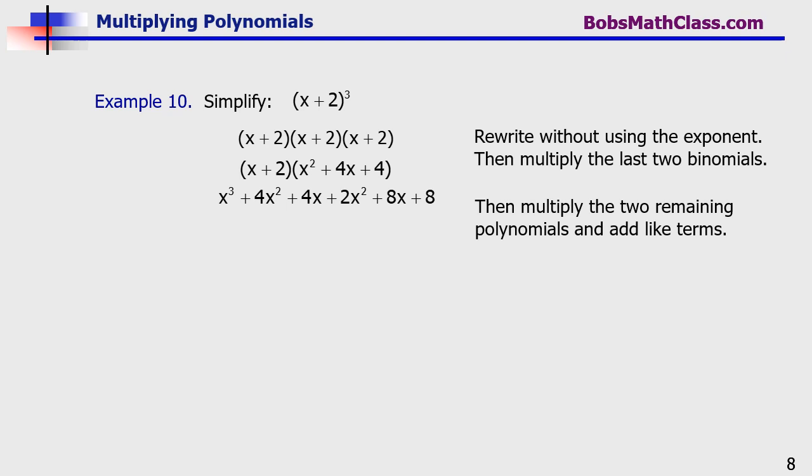All right, so distributing that x to the trinomial gives us the first 3 terms, x cubed, 4x squared, 4x. And then we distribute the 2: 2x squared, 8x, and 8. And then add any like terms. I believe we have a couple of x squared terms and a couple of x terms. Combine those.